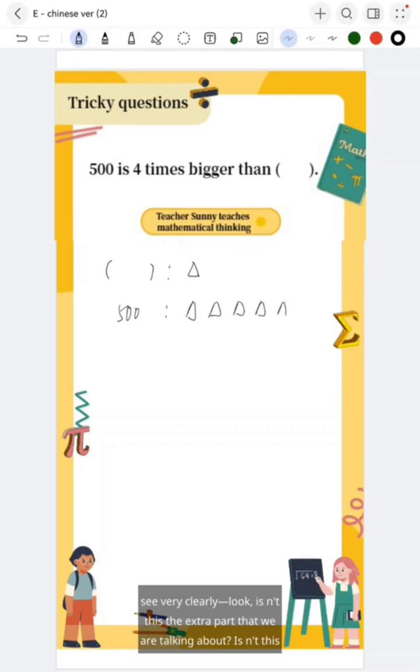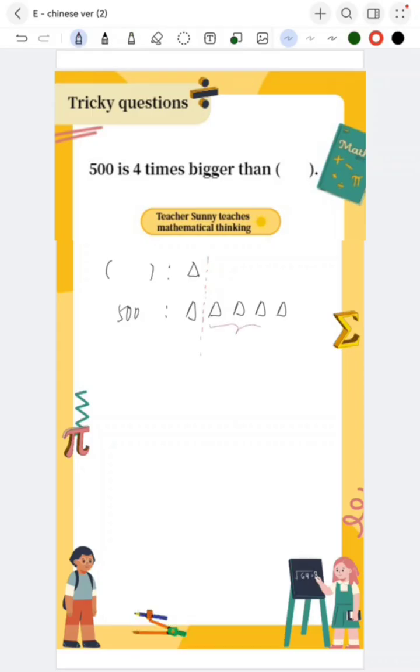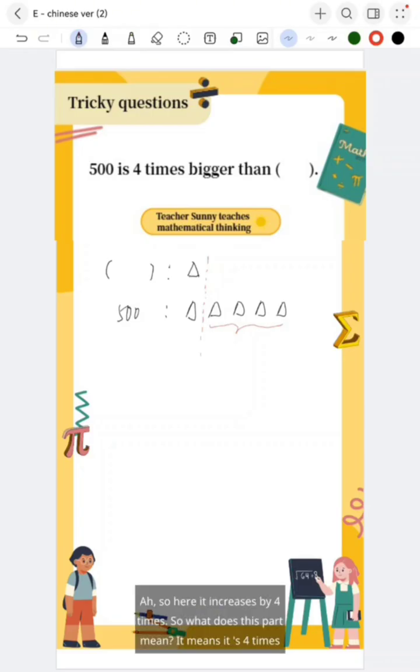Okay, now let's look here together. You can see very clearly, look, isn't this the extra part that we are talking about? Isn't this the extra 4 units that are being added on top of the original 1 unit? So here it increases by 4 times. So what does this part mean? It means it's 4 times bigger, right? That's what 4 times bigger means.